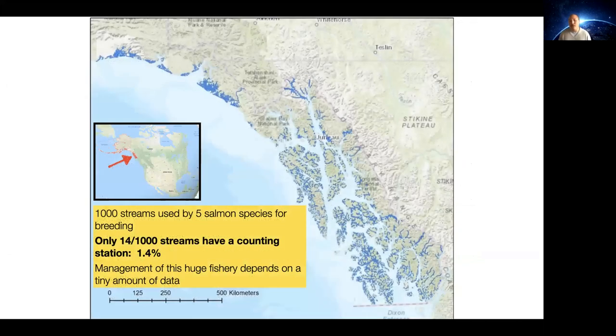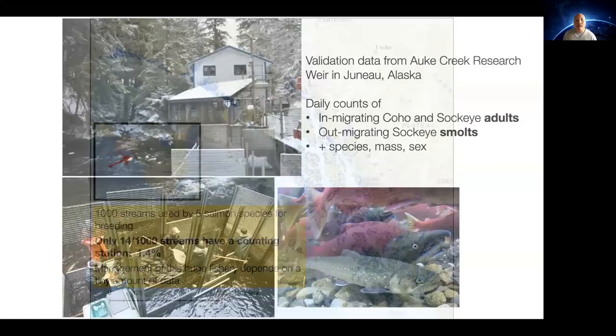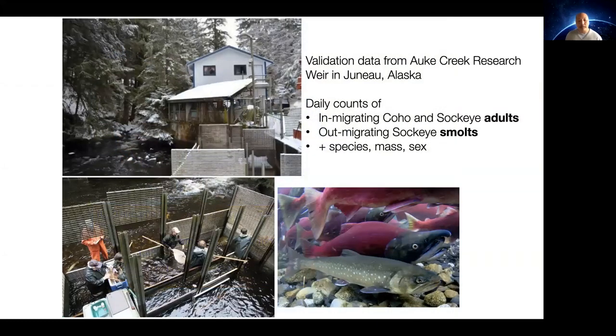The challenge, though, is that there are about 1,000 streams in just this part of Alaska, Southeast Alaska, used for spawning, but they only have about 14 counting stations. And so a very large fishery is being managed by data from a very small number of counting stations, because it is extremely difficult to set up these counting stations and to put personnel in them. The best one of these is the Elk Creek Station in Juneau, and you can see it's an all day, every day affair for many days during the entire summer.